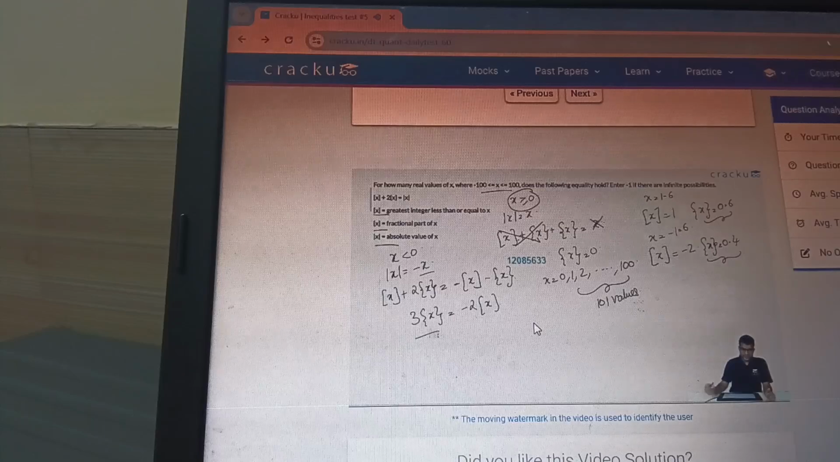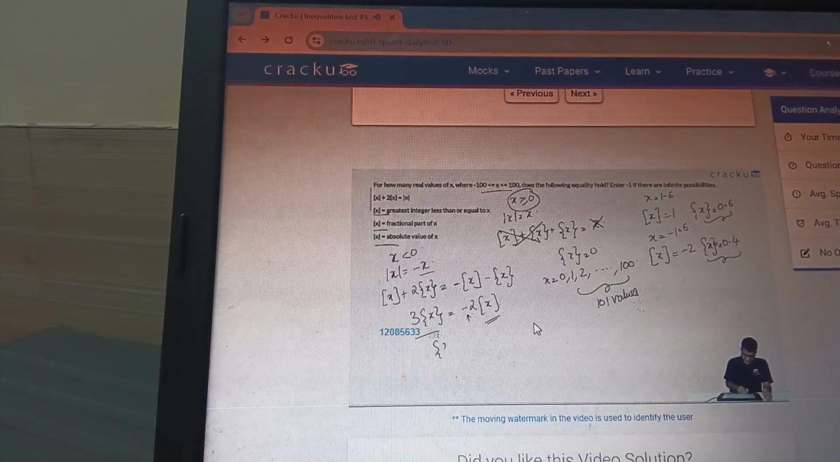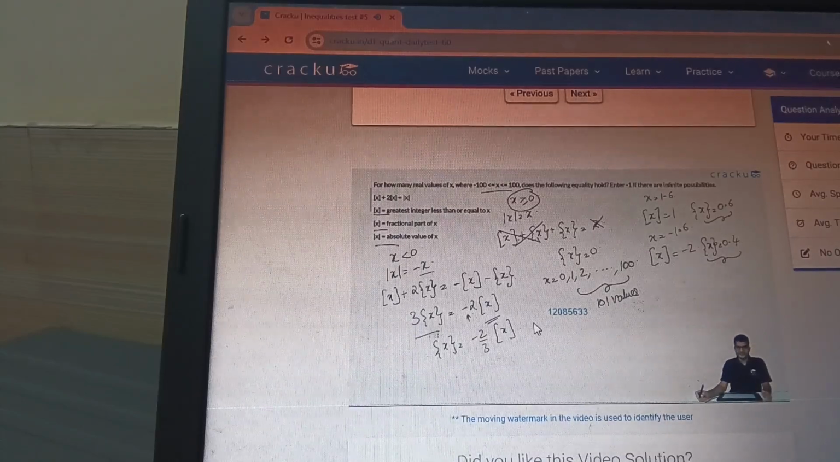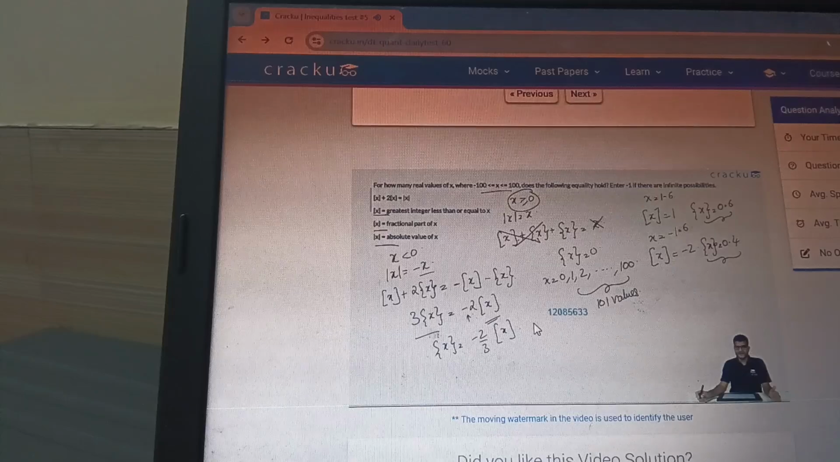There is nothing to be confused about this. The left hand side is positive, so the right hand side also will be positive. We have a minus sign over here, and the greatest integer which is less than or equal to x will be negative. So negative into minus will be positive. Or the value of the fractional part of x will be equal to minus 2 by 3 into the integer part of x. Let us consider different values of the integer part of x.